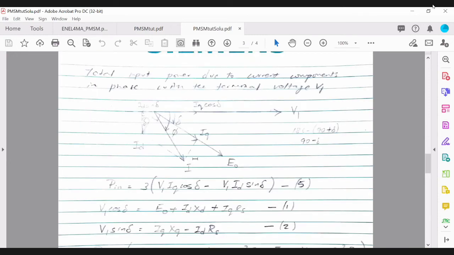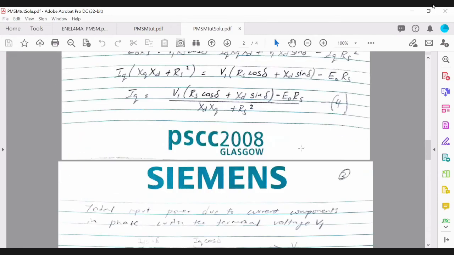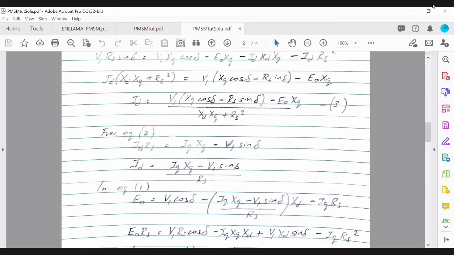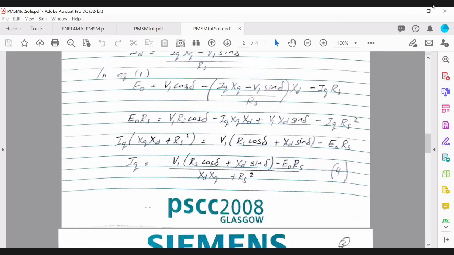the total input power due to the current components in phase with the terminal voltage, right? So the current that is in phase with the terminal voltage will be basically this equation here, which is equation 5. So that's the two components there. So I've resolved ID cos delta, and so basically I have this equation here for ID and IQ here, right? So this is equation 3 for ID, and this is equation 4 for IQ.